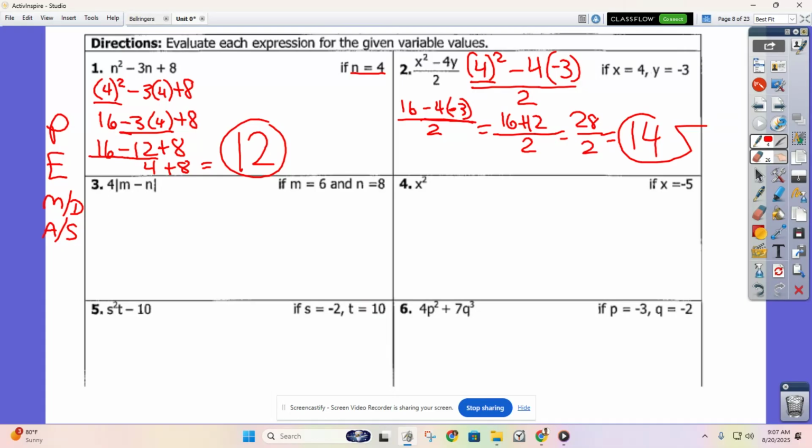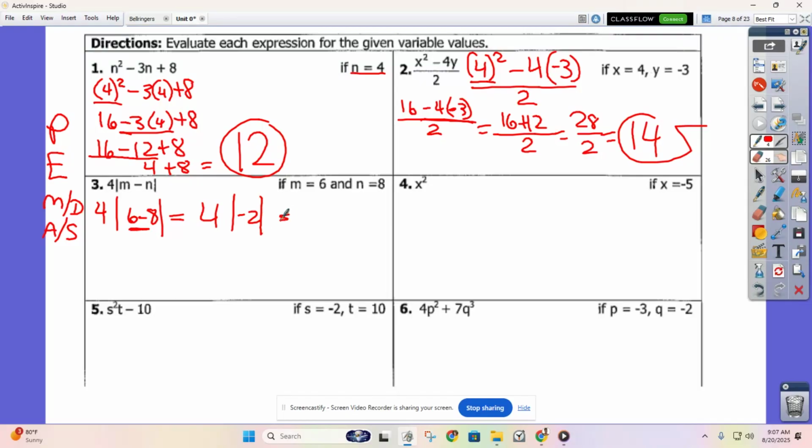Number 3 has absolute value bars. Absolute value bars are a grouping symbol, so you must do what's inside of them first and then evaluate the absolute value. 6 minus 8. One's positive, one's negative. Different signs, subtract, keep the sign of the bigger number. So I'm going to get a negative 2.